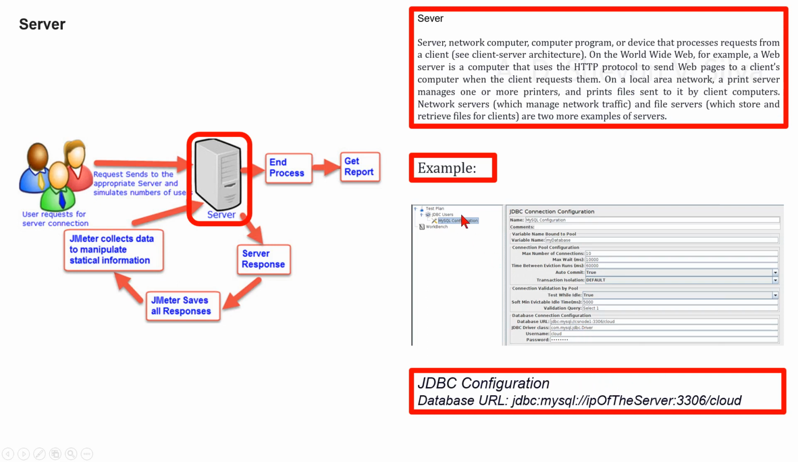By selecting JDBC users element, click your right mouse button to get the add menu, and then select Add, then Config Element, then JDBC Connection Configuration, then select this new element to view its control panel here.